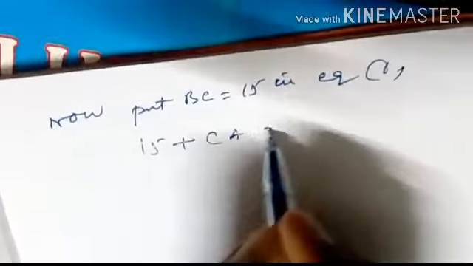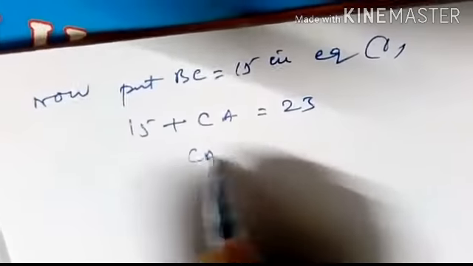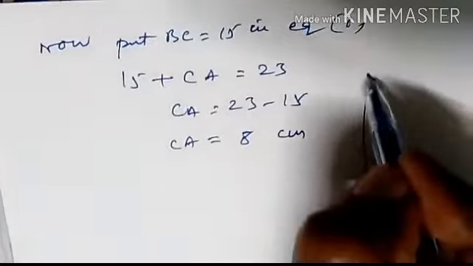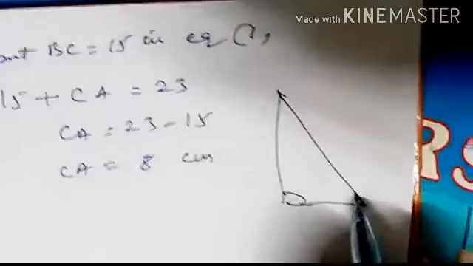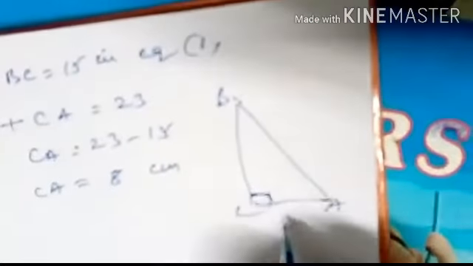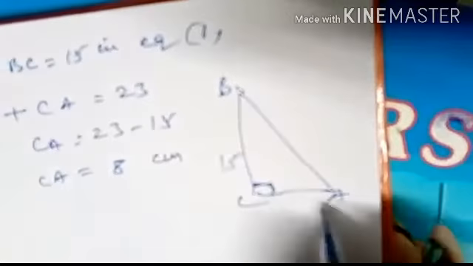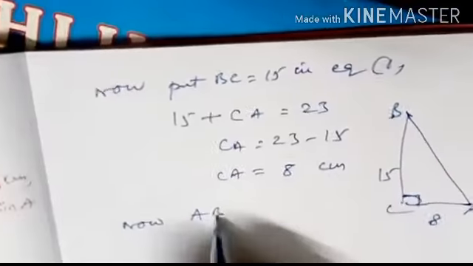Now put BC is equal to 15 in equation 1. So 15 plus CA is equal to 23. CA is equal to 23 minus 15. So CA is equal to 8 centimeters. So BC is 15, AC is 8. Now we need to find the value of AB.